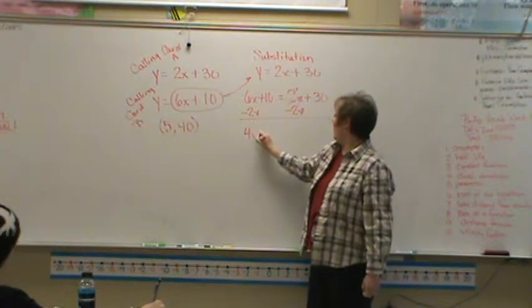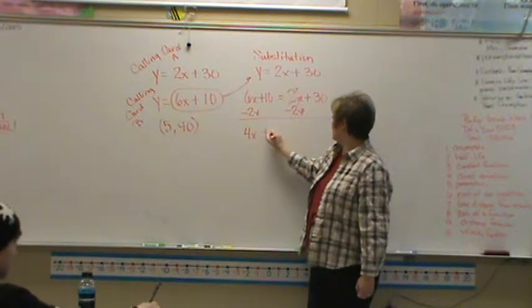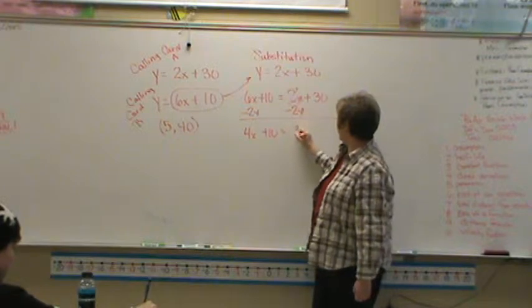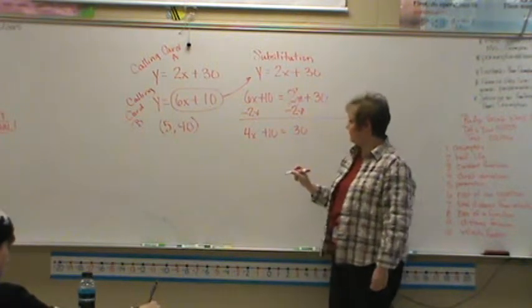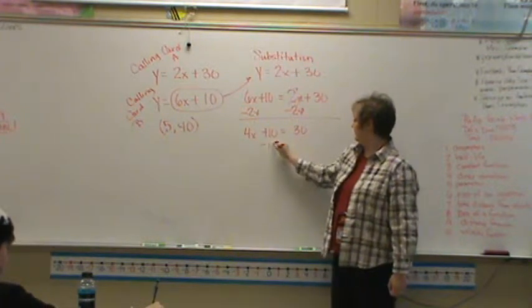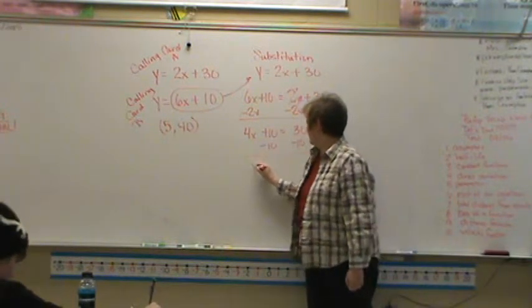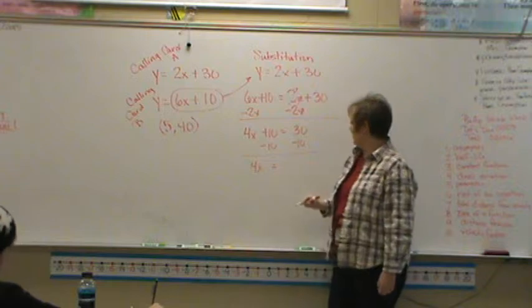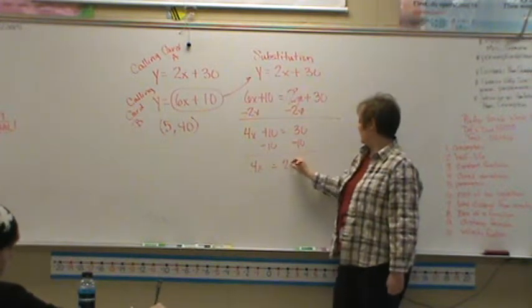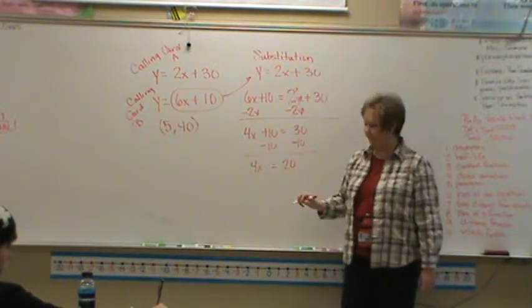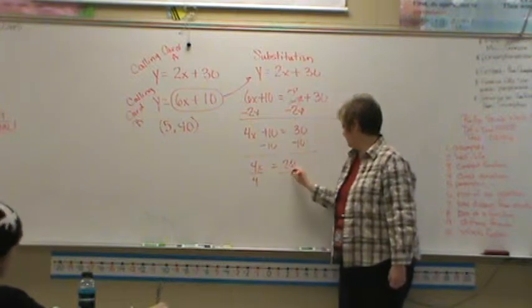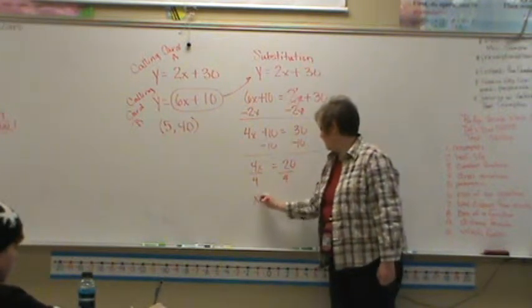4x. 4x plus 10 equals 30. Now what? Subtract 10. And 4x equals 20. Now what? Divide by 4. And x equals 5.